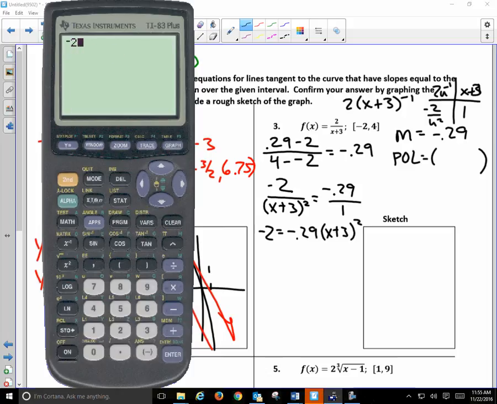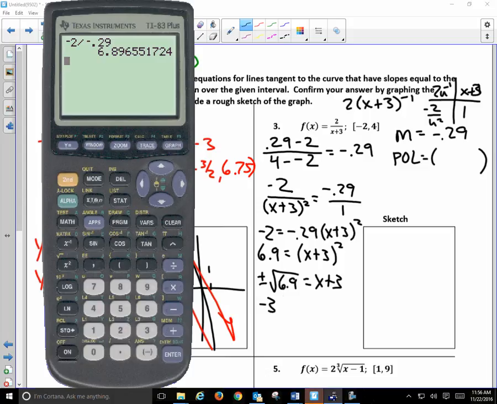Now what? Divide both sides by -0.29, I get 6.9. 6.9 is equal to x plus 3, quantity squared. Square root both sides. How many solutions do I get when I square root? So I get plus or minus the square root of 6.9 is equal to x plus 3. Subtract the 3 over: -3 plus or minus square root of 6.9 is equal to x. So that's going to generate two values for me. -3 plus square root of 6.9. I get -0.37.